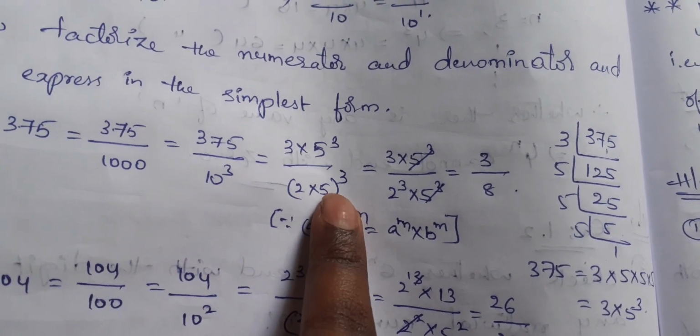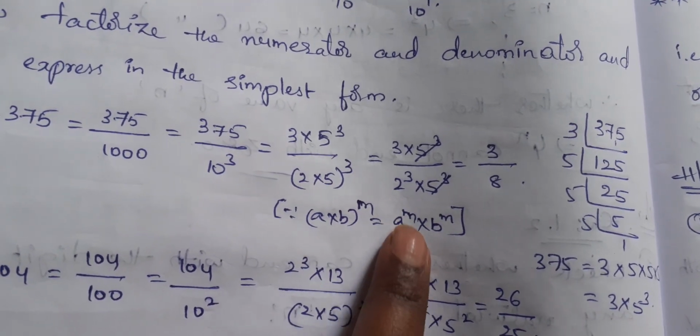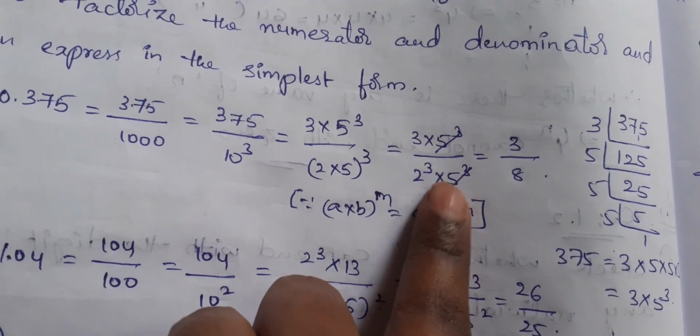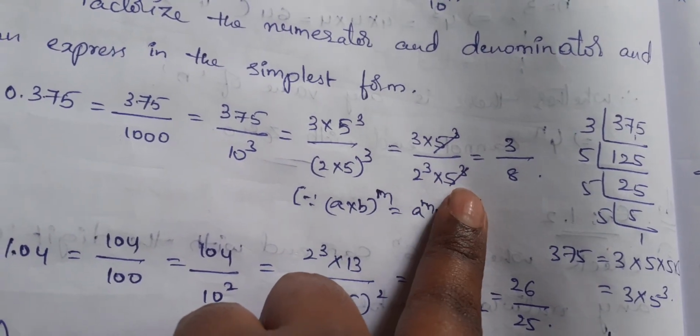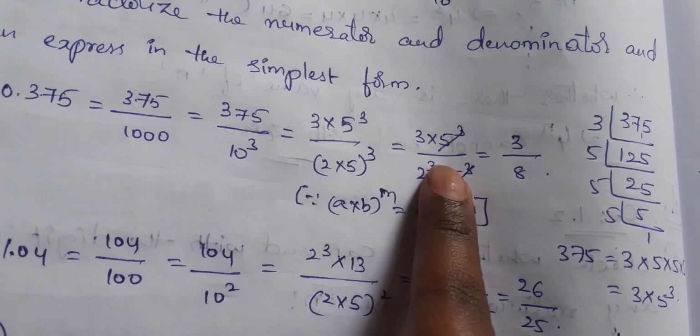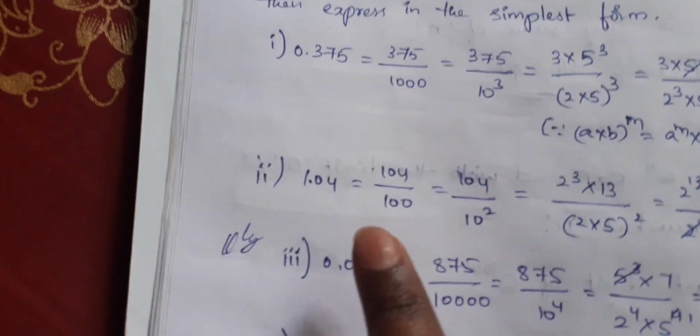Again this I am expanding with the formula (a into b) whole power m is equal to a power m into b power m. So 3 into 5 power 3 by 2 power 3 into 5 power 3. To write in the simplest form I am cancelling the common factors in numerator and denominator, and the remaining value is 3 by 8.